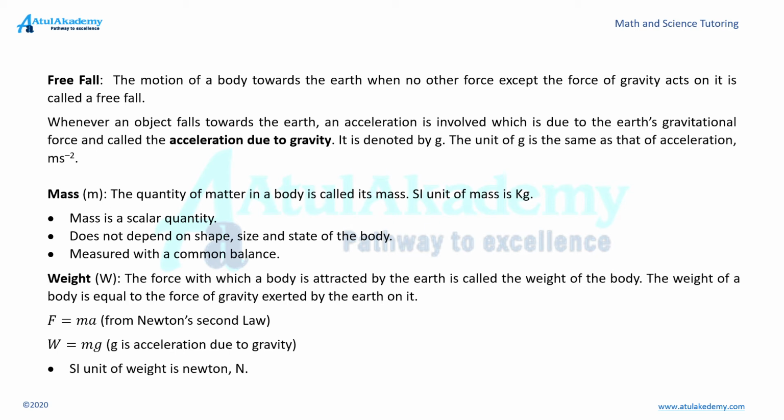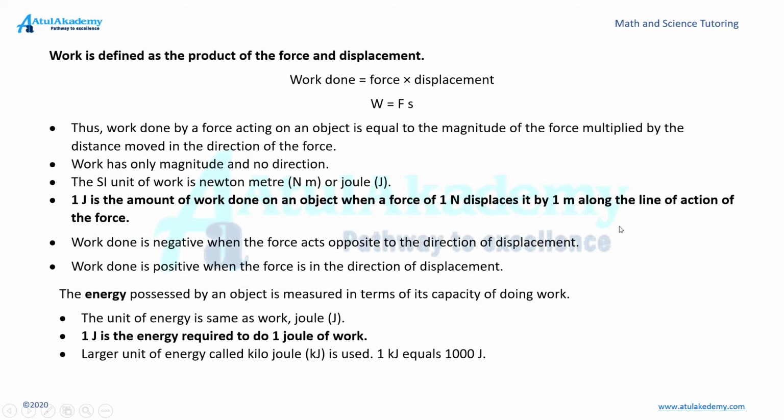Weight. Now the weight is a force. It is a force with which a body is attracted by the earth. It is equal to the force of gravity exerted by the earth on it. So force we know is ma from Newton's second law. So weight, symbol of weight is W, is equal to mg. Here a becomes g, which is acceleration due to gravity. So earth is pulling you with the g and your mass is m. So weight becomes mass into g. So SI unit of weight is again Newton because it's again a force.